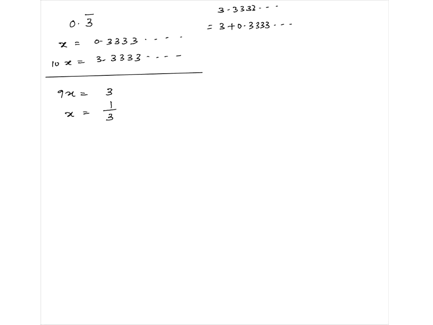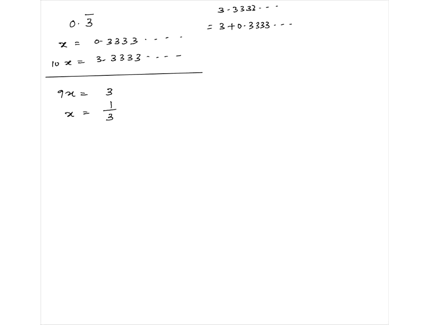Any questions? Let me know. In some problems, multiplying by 10 will work. In some problems, multiplying by 100 may work. Yes, sir. So the technique will actually depend on the problem. Yes. All right.